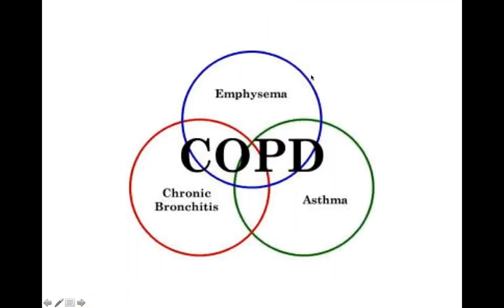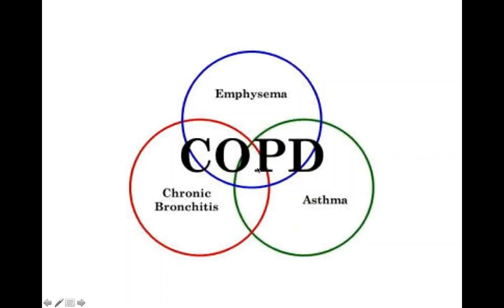Okay, next we come to COPD. As you can see, we have emphysema, we have chronic bronchitis, we have asthma. And they are not watertight compartments, meaning there is significant overlap between the three. Emphysema and chronic bronchitis are irreversible. There is significant damage, I will come to that. Asthma is reversible. But as you can see, there is significant overlap between the three.